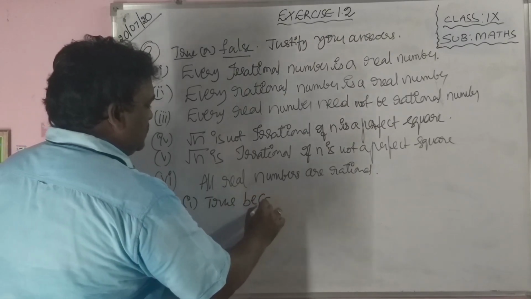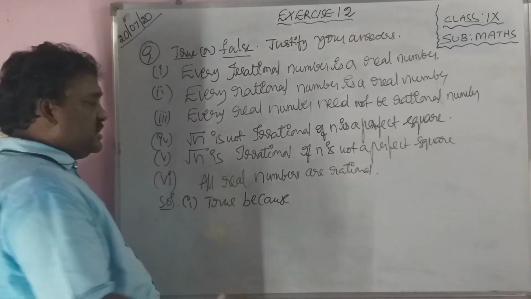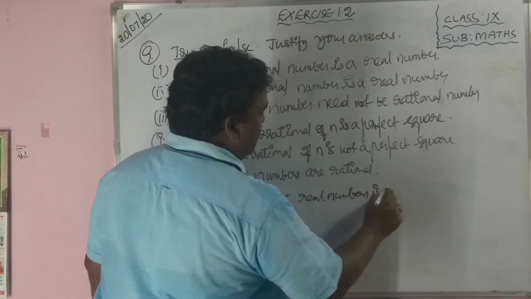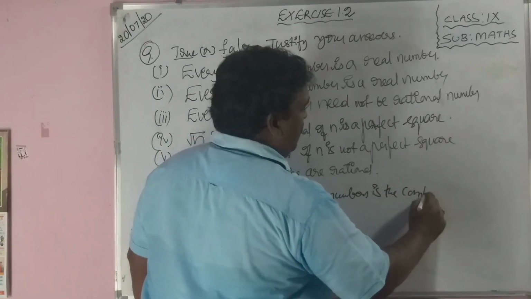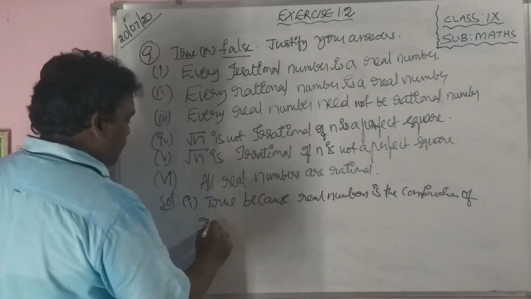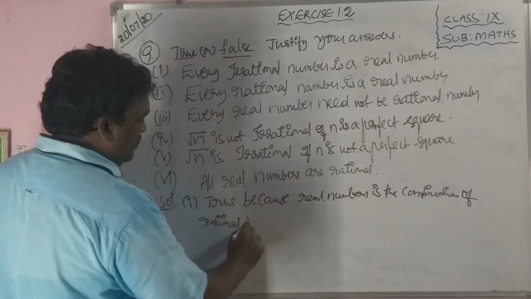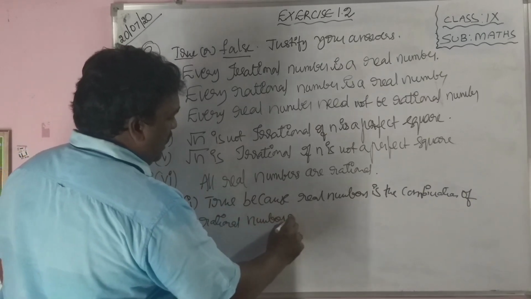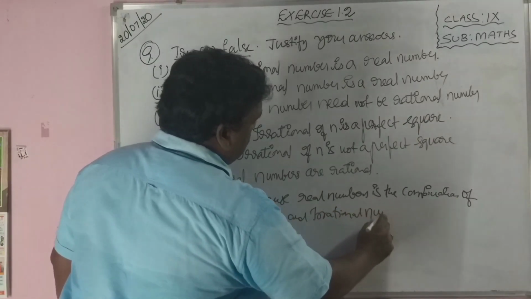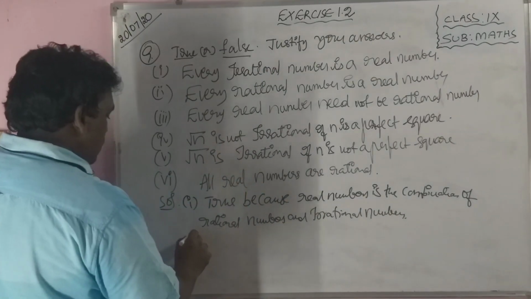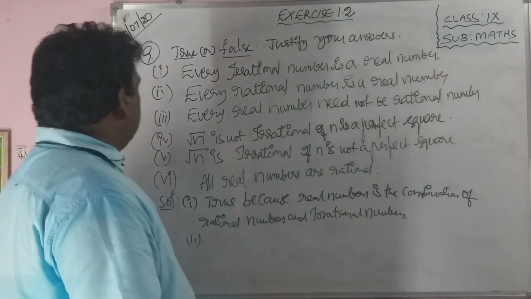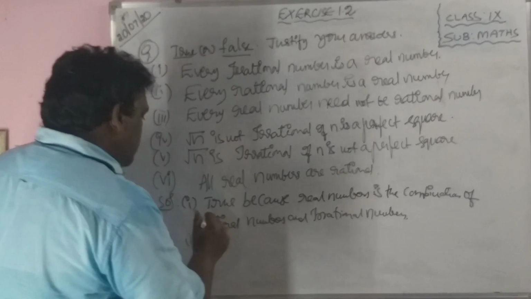True because real numbers is the combination of rational numbers and irrational numbers. So, real numbers is the combination of rational numbers and irrational numbers. This is the reason. So, first one is true.